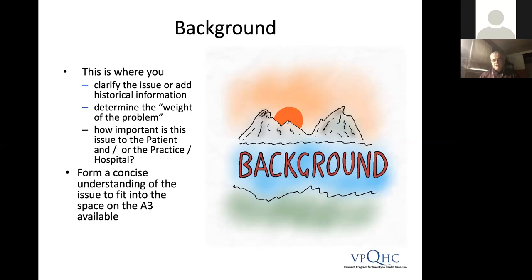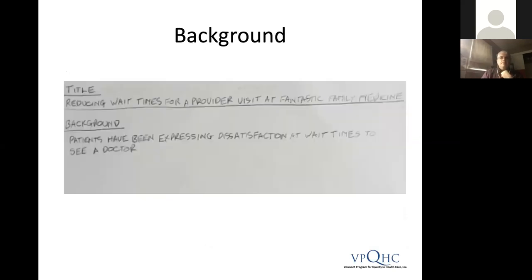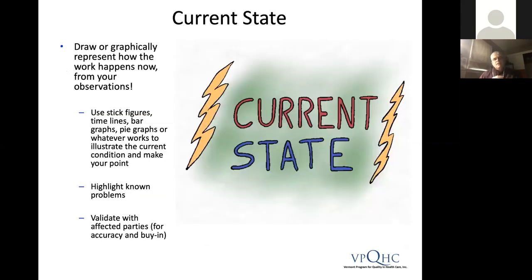It constrains thinking so that you can only put specific things down on a piece of paper and still have it legible and usable. That actually has got multiple effects, and quite a lot of them are good. So it's worthwhile getting that concise understanding so that you can fit it in this tiny space that you've got available on the A3. And this is what one looks like in this case. The patients have been expressing dissatisfaction at wait times to see a doctor. Fairly simple.